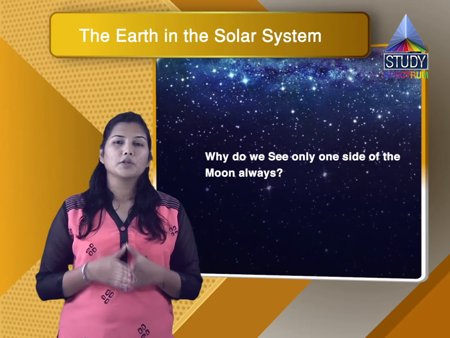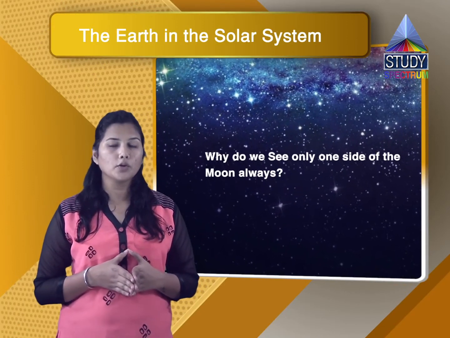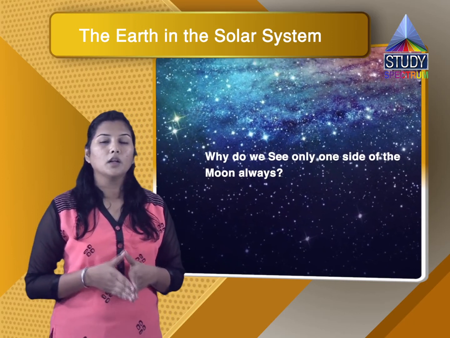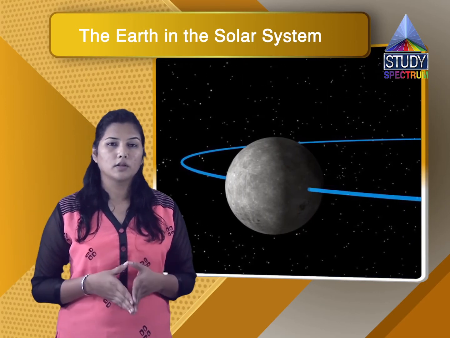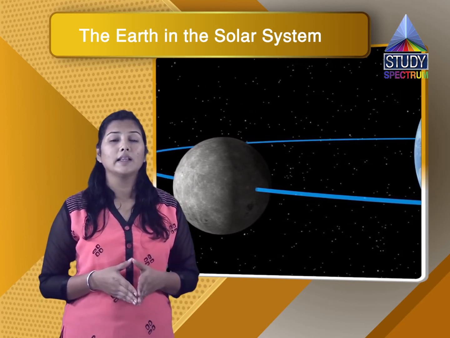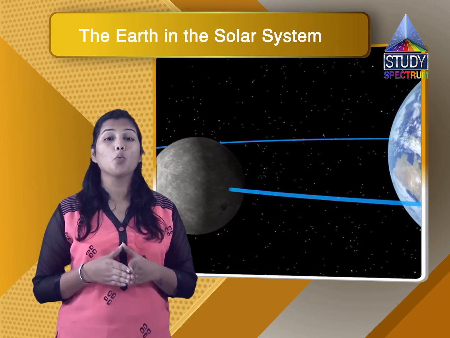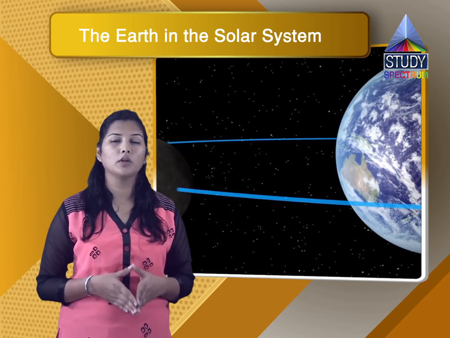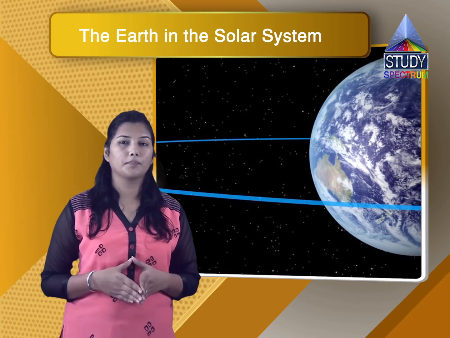The second last question is, why do we see only one side of the moon always? The moon is a satellite of the Earth. The moon moves around the Earth in about 27 days. That is the time it takes to complete one spin, because of which we just see one side of the moon that is visible to us on the Earth.